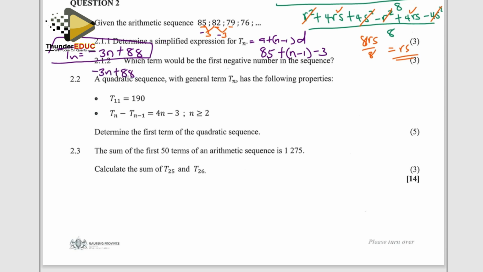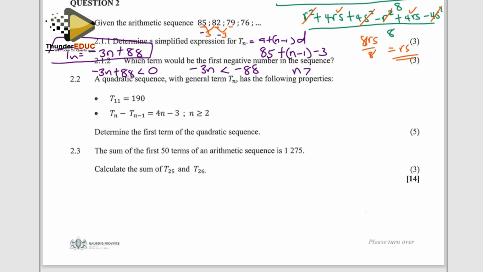For a negative number, the term must be less than 0. Then I solve for n. So I'll move the 88 to that side. So negative 3n is less than negative 88. I'll divide both sides by 3. Since I'm dividing by a negative 3, the sign must change.